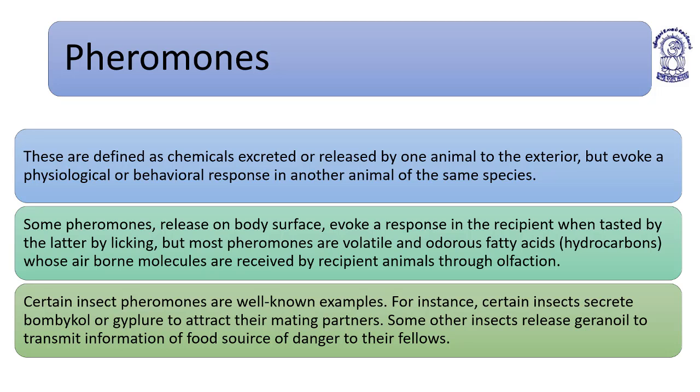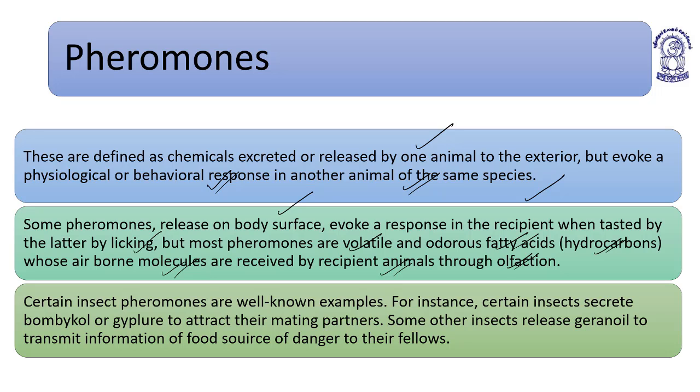Pheromones are defined as chemicals excreted or released by one animal to the exterior, but evoking a physiological, metabolic, or behavioral response in another animal of the same species. Some pheromones released on the body surface evoke a response in the recipient when tasted later by licking. But most pheromones are volatile and odorous fatty acids and hydrocarbons, whose airborne molecules are received by recipient animals through olfaction.